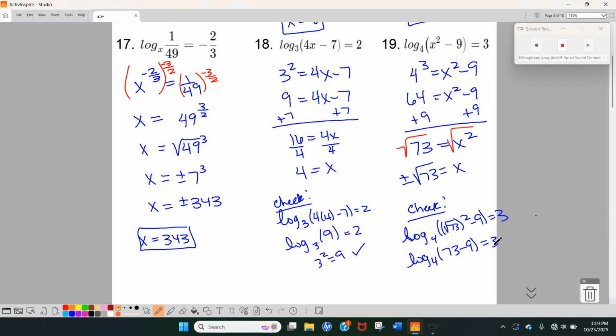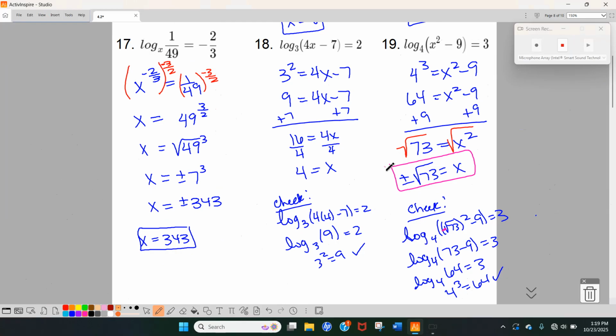So this is going to be log base 4 of 64 is equal to 3. 4 to the third is 64, so it works. And then the only thing that changes if we make it negative is there's a negative here. But if I square a negative, I get a positive. So this is all going to stay the same. So that means that the positive and negative will both work here.